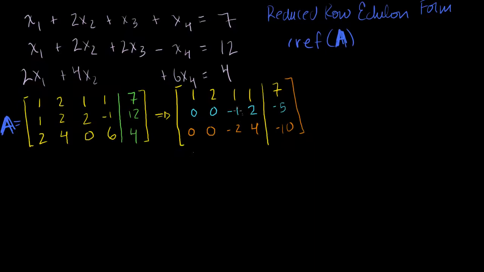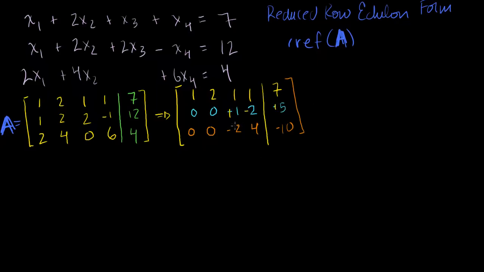So the first thing I want to do is make this leading coefficient here a 1. So I'm going to multiply this entire row by minus 1. If I multiply this entire row times minus 1, in fact, I don't even have to rewrite the matrix. This becomes plus 1, minus 2, plus 5. I think you can accept that.